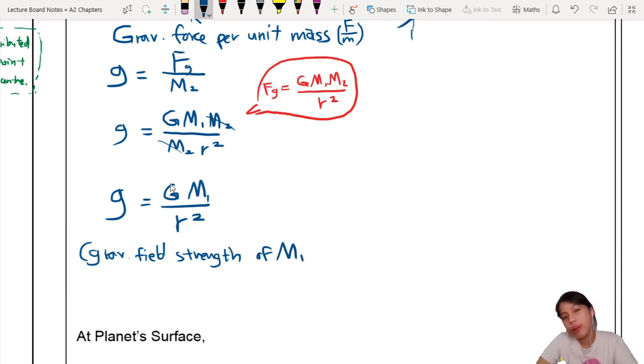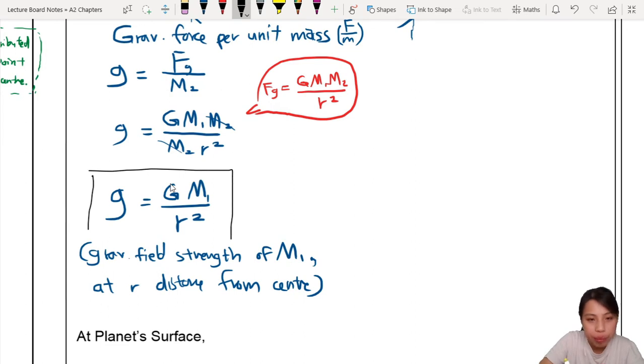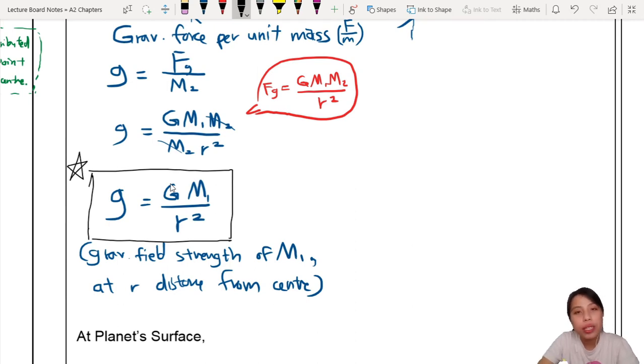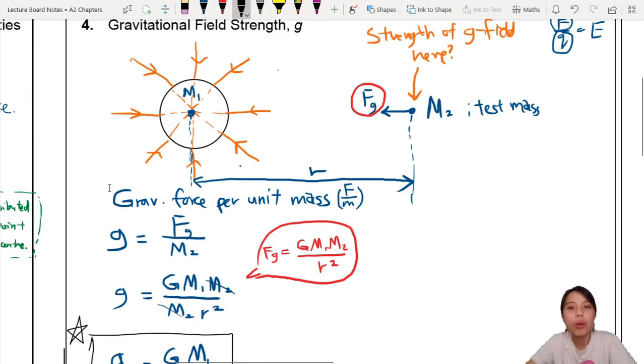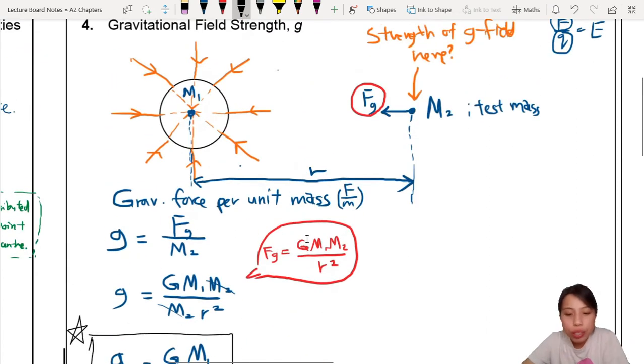We don't care about the small one. So, gravitational field strength of m1 at some distance from the center, at r distance, because we defined r as a separation distance from the center of the big one. This is an important one you will want to remember. Ding, ding, ding, ding. And you also need to learn how to derive it. They say, how do you get this equation? Prove it. Then you have to think, at first this, then Newton's law, plug in, and then get this. You must know how to do this.